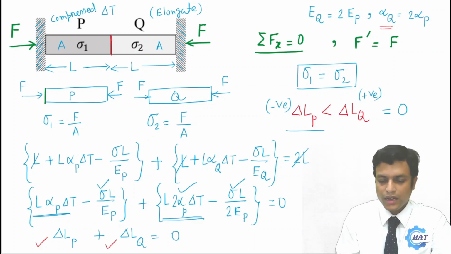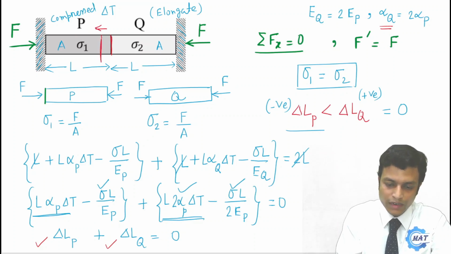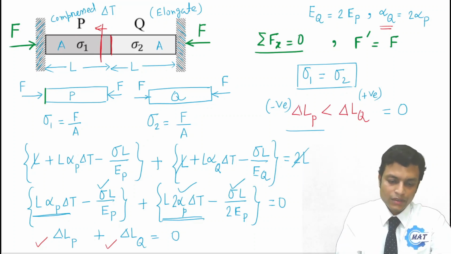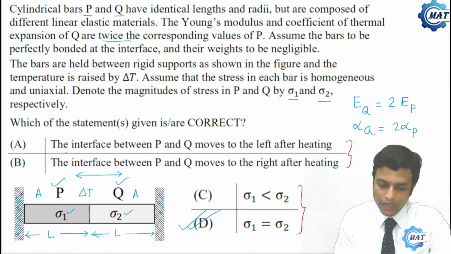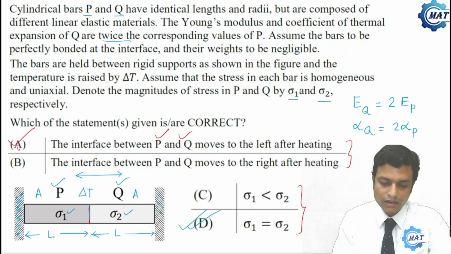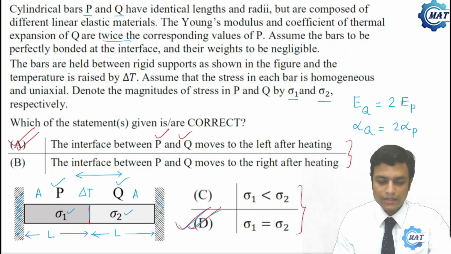That means the junction will move to the left. So the junction will come somewhere here. The interface or junction between P and Q moves to the left. So this is another correct answer. So options A and D are correct here.